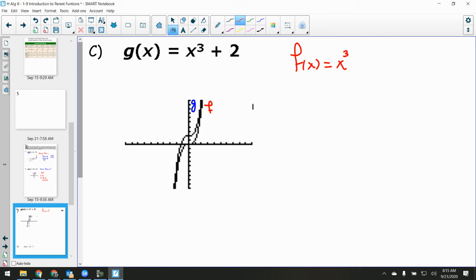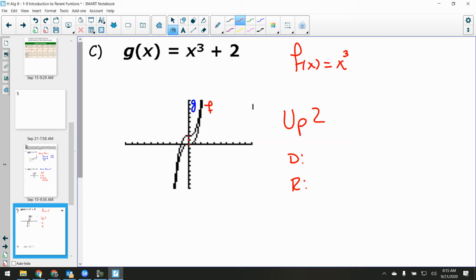Now, it may be hard to see based on just the pixels that are there, but take a look. Remember, I talked about that origin point being extremely important, right? Here was the parent origin point, right? That's where it crossed the y-axis. Where does it now cross the y-axis? 2 units up. That's the new y-intercept. So we could say up 2.